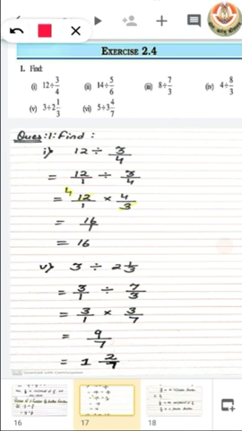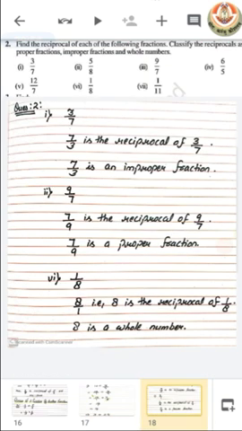The other parts are almost similar to these two. So the other parts are your practice questions. Now in the second question, find the reciprocal of each of the fractions and then classify the reciprocal as proper, improper and whole number. So let's try to solve for 3 by 7.